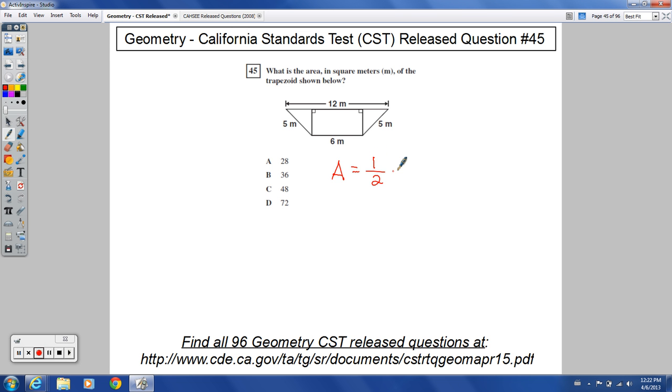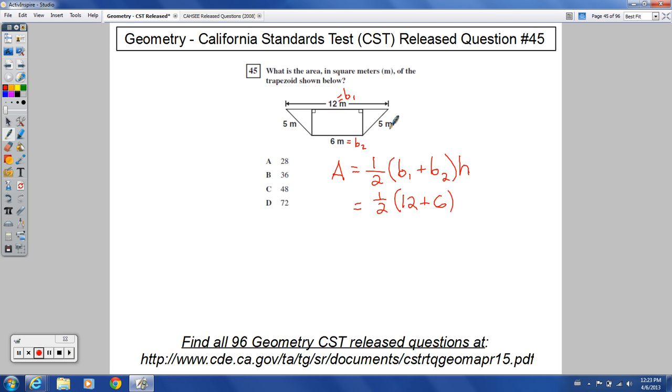We talked about the area being the average of the bases times the height. If you want to see why that formula works, go back a couple questions and check out that video. But let's plug in our numbers here. My bases, this would be one of my bases, and this would be the other one, my 6 and my 12. It doesn't really matter which one you put first, because when you add them together, you get the same answer either way. So this would be 12 plus 6, and then the height going straight up and down.